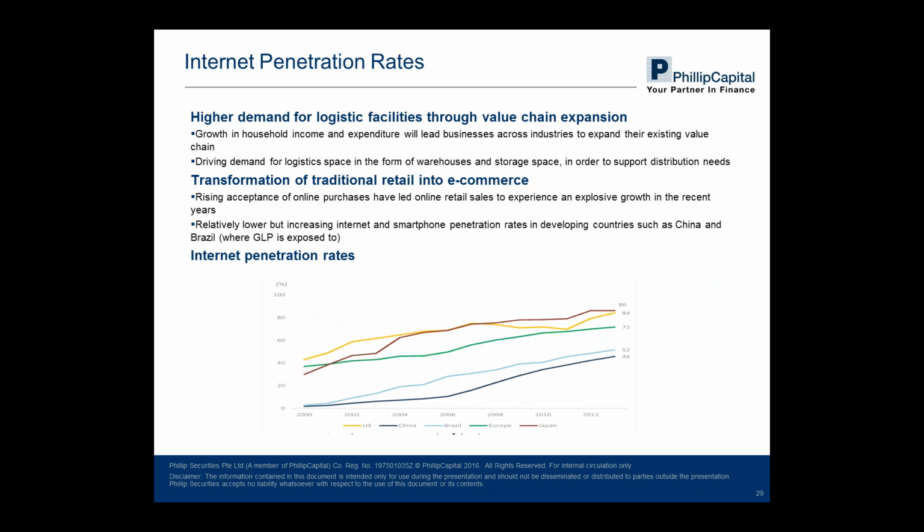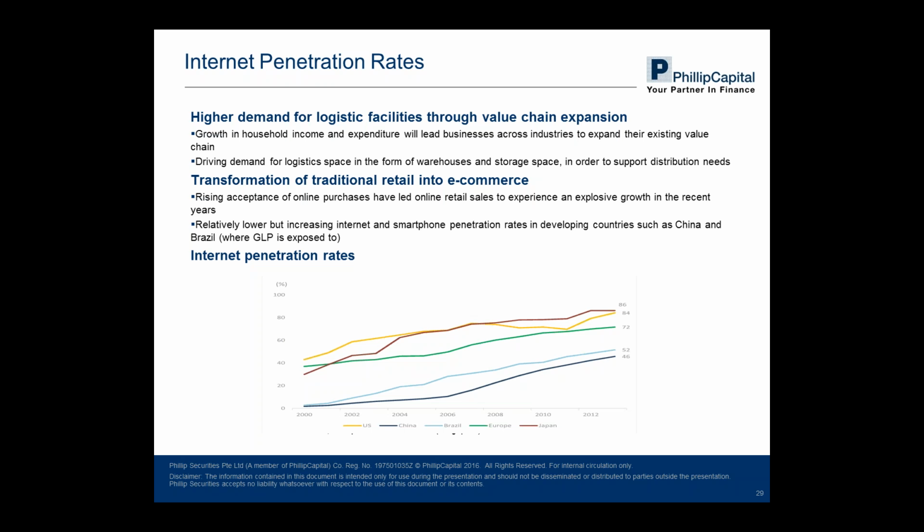And the fact that I've been talking about household income, expenditure, and retail sales, all these will eventually lead to businesses having to improve their value chain. And when you talk about value chain, it will not exclude things like distribution, things like logistic facilities in particular. So when businesses transform, there will be a driving demand for logistic space, in the form of warehouses, storage space, and more importantly, this is all there to support distribution needs. And as it's probably not new to anyone here, traditional retail is slowly transforming into e-commerce, because of the rising acceptance of online purchases that has driven the explosive growth in e-commerce activity.